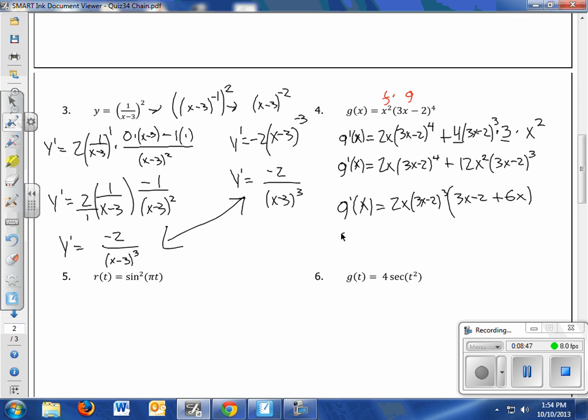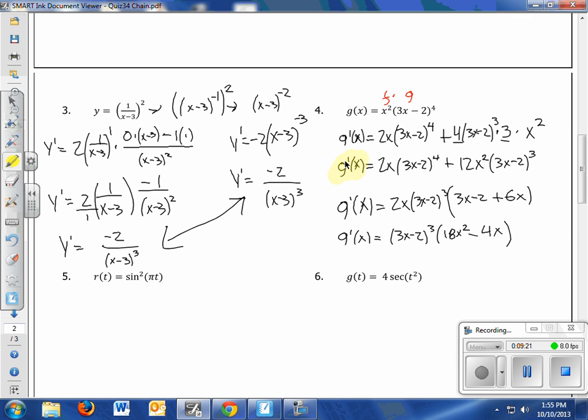And then in the end, if you really wanted to simplify, or if you had to, you had 3x plus 6x, that's 9x. The 2x can distribute to that 9x. So 2x times 9x is 18x squared. So we have 3x minus 2 cubed, here we'd have 18x squared minus 2x times negative 2 would be negative 4x. This would be, I would think, the simplest form.